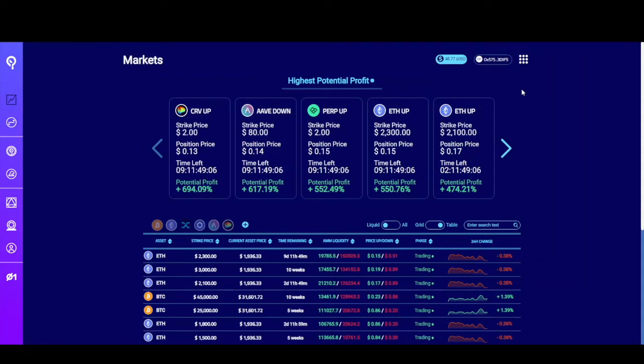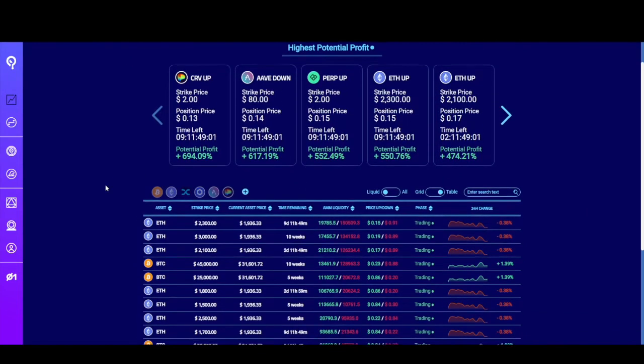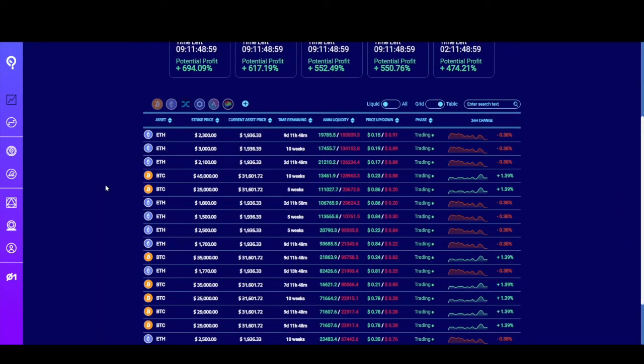So first of all, let's find a market to trade. The way you want to do this, take a look at the market listings. Ethereum is currently at 1936, so let's find a strike price nearby for this example. I think 1700 is good. You want to make sure they're still trading, so the phase is listed here. This one is trading. There's 9 days and 11 hours until it completes.